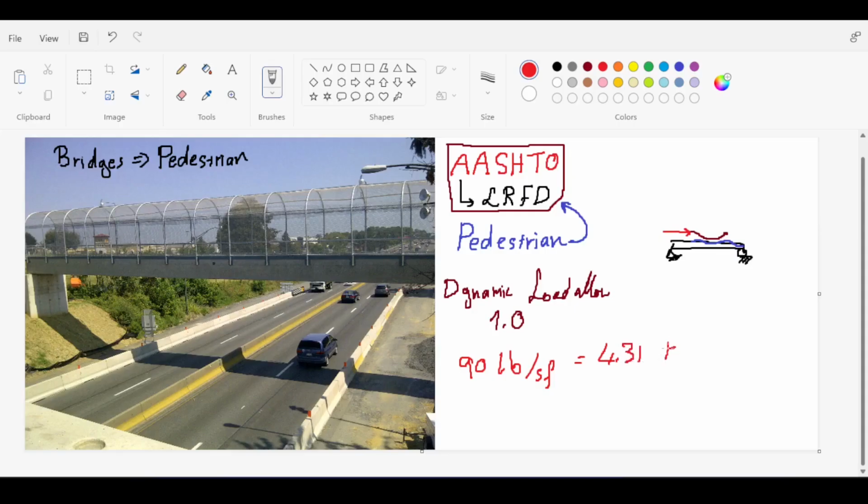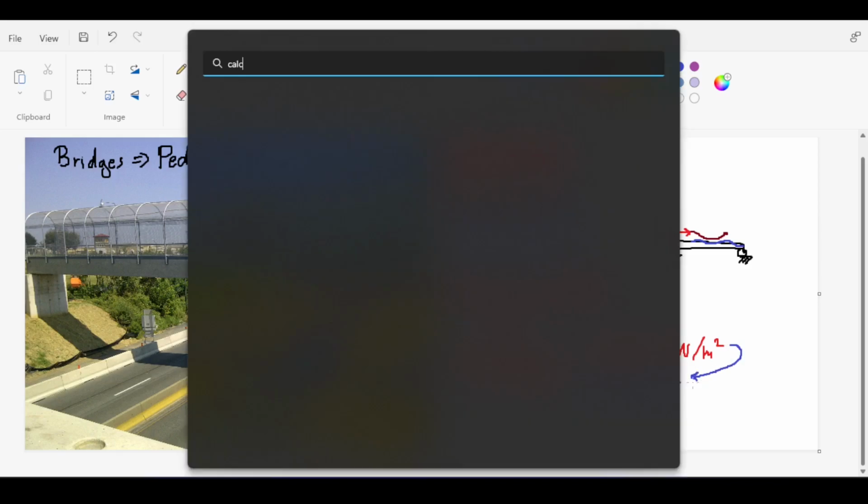4.31 kilonewtons per meter square. That's not a lot. Wait, I mean, when I designed my structures, I designed at 0.35 tons. So, when I designed my structure, I designed it to 3.5 kilonewton per meter square. This is my own live load. So, yeah, it's not really that much.